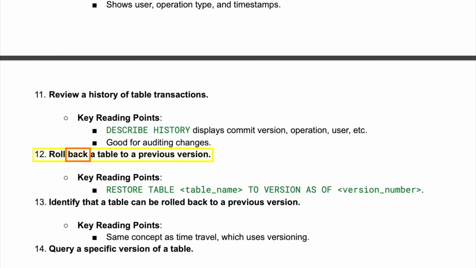12. Roll back a table to a previous version. Key reading points: RESTORE TABLE <table_name> TO VERSION AS OF <version_number>. 13. Identify that a table can be rolled back to a previous version. Key reading points: same concept as time travel, which uses versioning.